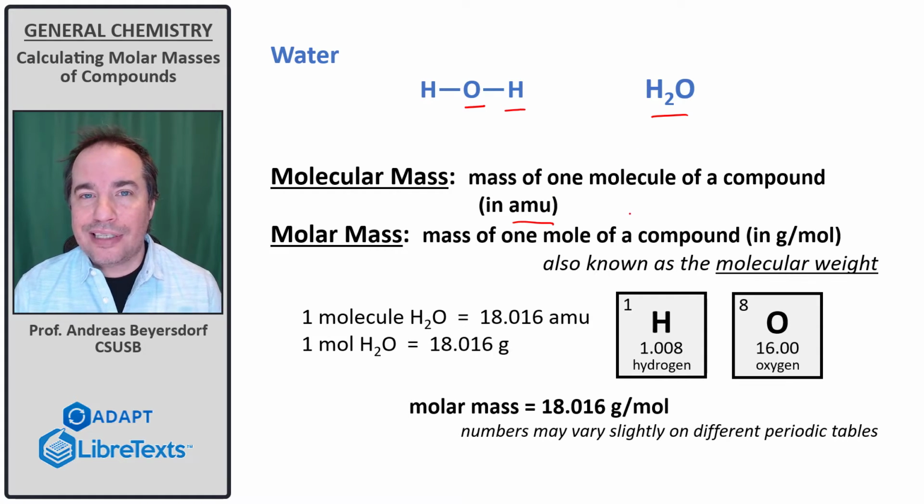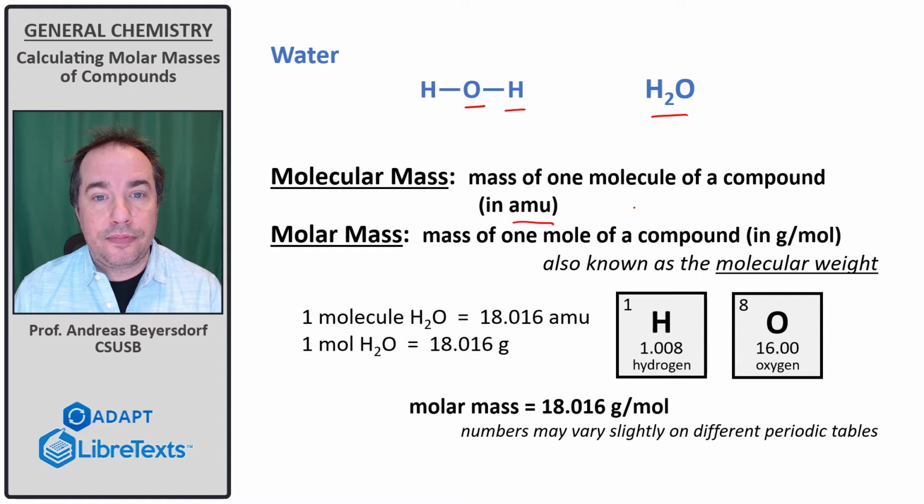Now, the molecular mass isn't that convenient to use. Usually what we want to use is the molar mass. The molar mass is the mass of 1 mole of a compound, and this will be in grams per mole. It's also known as the molecular weight. Now, the molecular mass and the molar mass are the same thing, same number, just with different units.